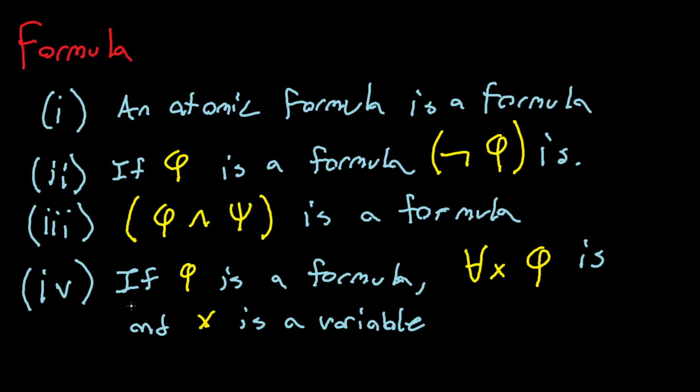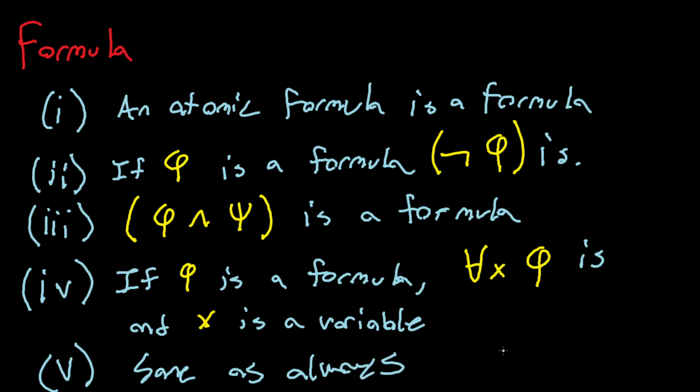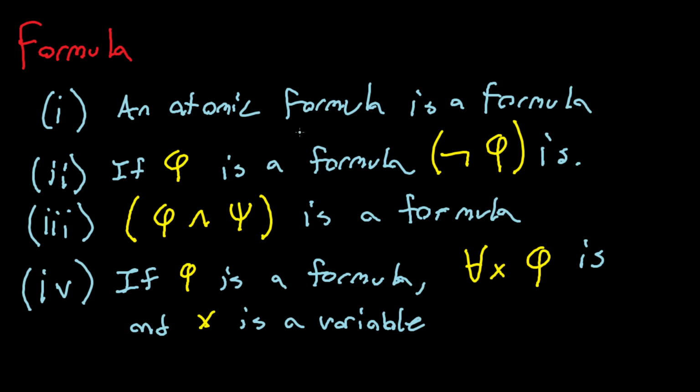And of course, finally, same as always, and I actually left it off, there's always going to be this final point that says that we define the formula to be exactly the things that can be produced from a finite sequence of applications of the above rules. So I'm claiming everything's finite, and this is all an if and only if. That's sort of the idea. Okay, so that's where we're going to stop for today.